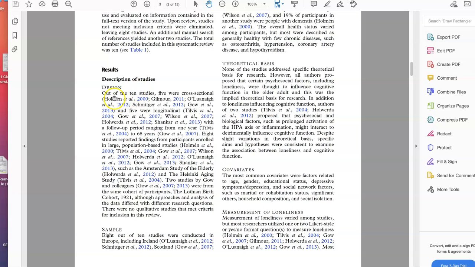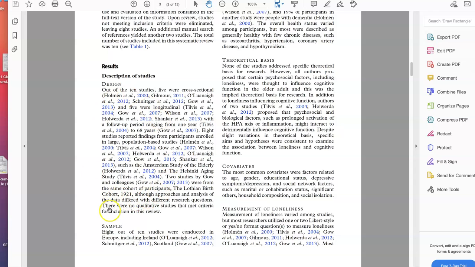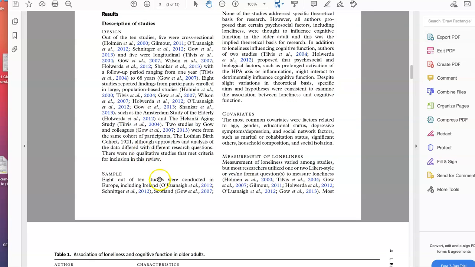For me, in this loneliness study, it was relevant, and what you report here will be different depending on what's relevant to your topic. For me, the design of the study was relevant. Here I have 10 studies: 5 are cross-sectional, and I cite them all; 5 are longitudinal, and I cite them all. The follow-up period in the longitudinal studies was from 1 year to 68 years, so that's relevant. 8 studies had findings from participants enrolled in large population-based studies, and I talked about the Amsterdam study, the Helsinki study, and the Lothian Birth Cohort. That's just a simple description of the sample.